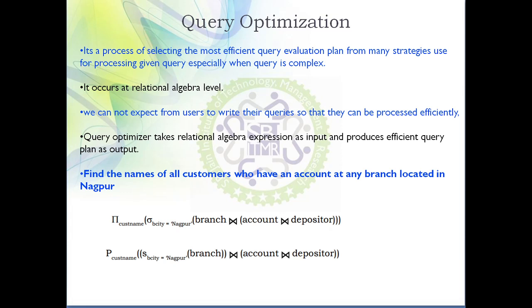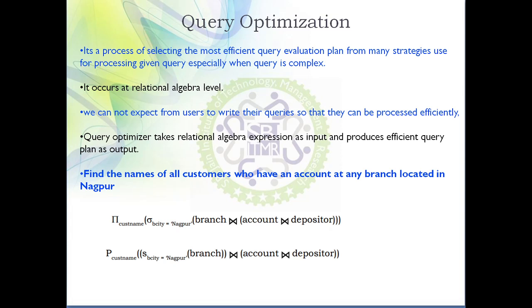This query optimization occurs at the relational algebra level, because we have seen the query processing diagram. At that time we came to know that first you write your query in a high level language, then that query is converted to relational algebra by your parser. Your parser will parse this query and convert it into relational algebra. So at the relational algebra level, query optimization takes place.